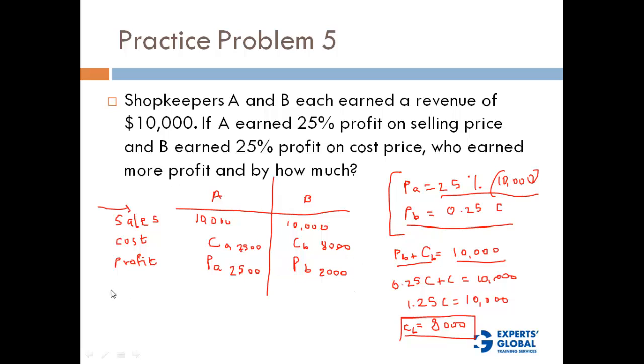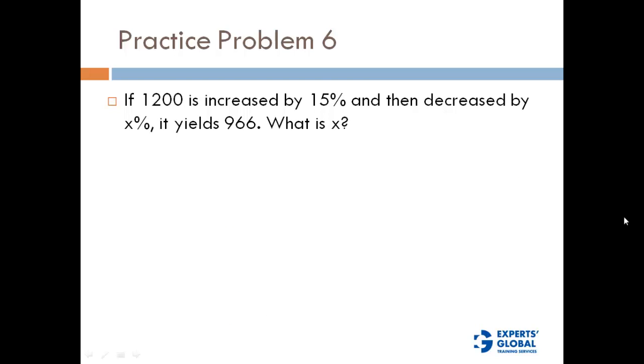The question is who earned more profit and by how much? So A earned more profit. 2,500 is greater than 2,000. A earned 2,500 in profit and he earned $500 more profit than B. Let's move to this problem now. You can pause the video and see if you can solve this.